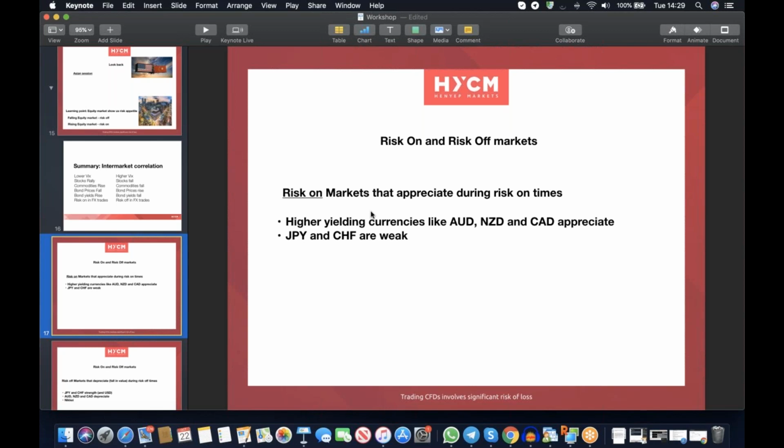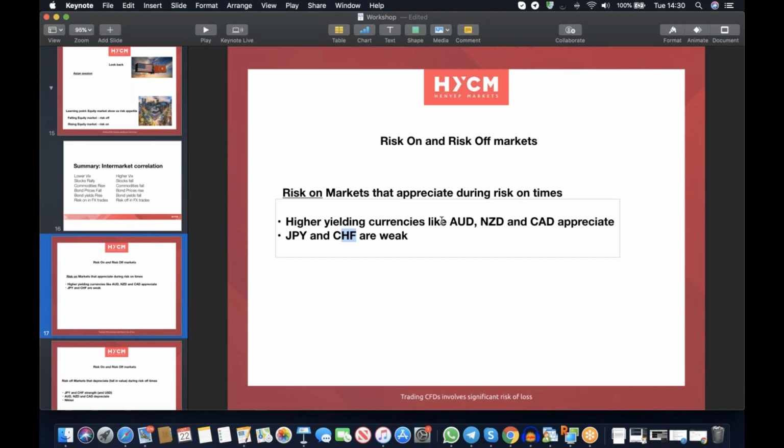When we have risk on markets, as we've been experiencing recently, we have the higher yielding currencies like the Australian dollar, New Zealand dollar, and Canadian dollar appreciate. Okay, so we have that during risk on times. Then we also have the yen and the Swiss franc tend to be weak. So you notice in the session wrap that Justin did on forexlife.com, the New Zealand dollar was the strongest and the Swiss franc was the weakest, and that was because we're on a risk on mood.